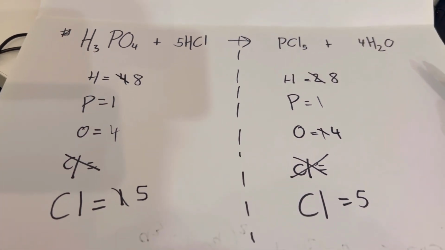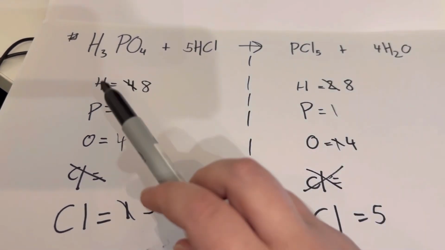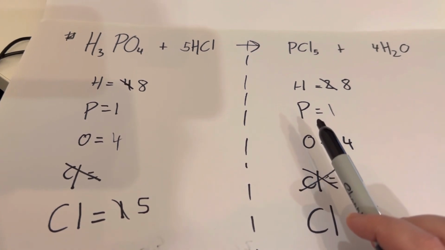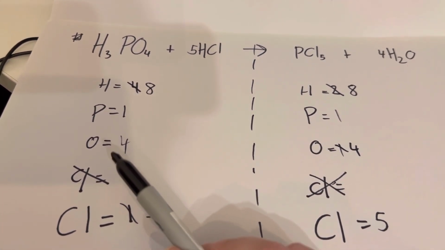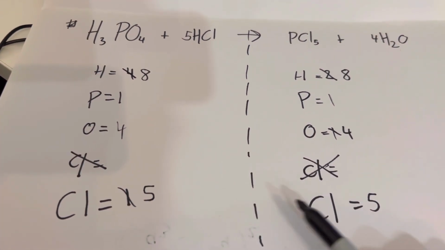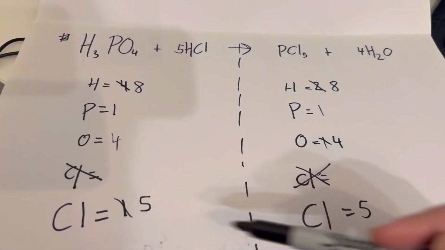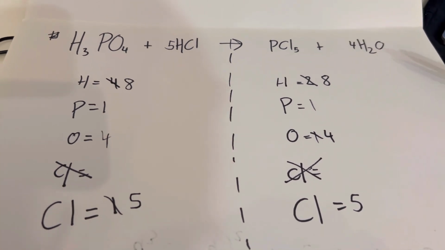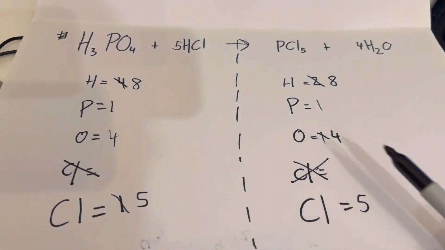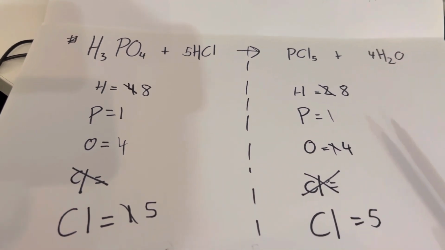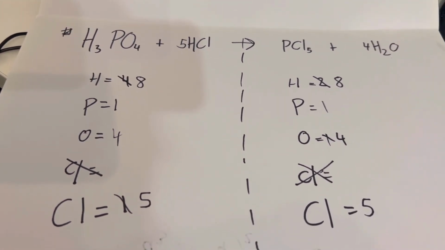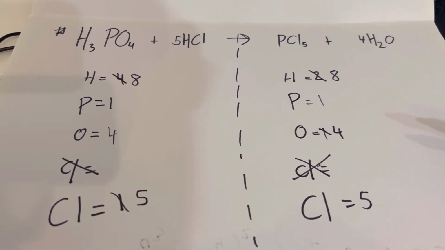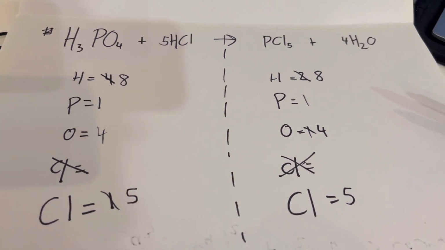Okay? Now, before we move on, let's double check. Hydrogen 8, hydrogen 8. Phosphorus 1, phosphorus 1. Oxygen 4, oxygen 4. Chlorine 5, and chlorine 5. So now we have finished balancing a chemical reaction. It does help if you check after each step to see whether or not you've already balanced it. If you have balanced and you continue going on, you're going to create a big mess. So make sure you check in between. I know we didn't for that one, but we'll do one last one and we'll check in between each step.